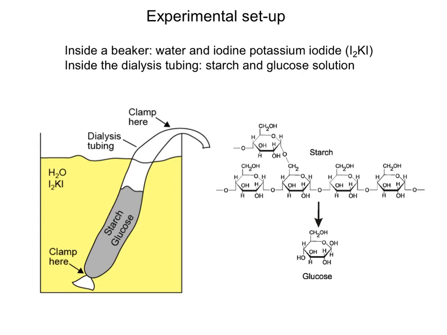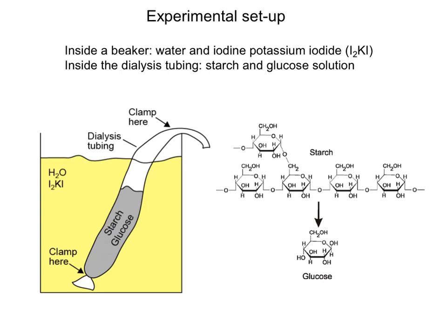So here's the setup for the experiment. We're going to have a beaker, and it's filled with water and iodine, potassium iodide, which is a yellow substance. So that's why it looks yellow here. And then inside of the dialysis tubing here, we put starch and glucose, which is a white-looking solution. And so what is starch? Starch is a polysaccharide that is made out of glucose, right? So it's just a bunch of glucose molecules attached together.